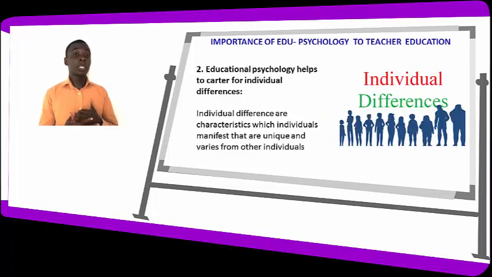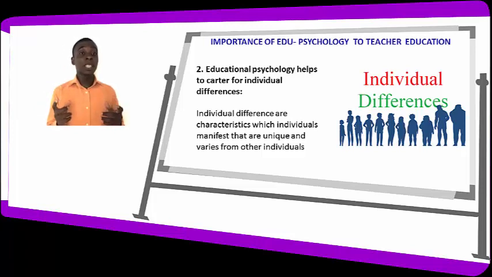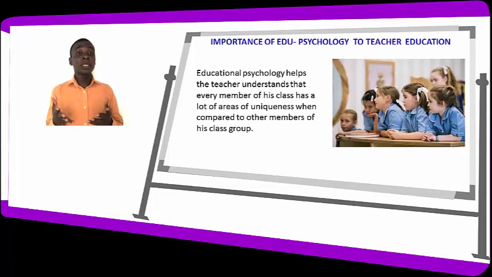Number two, educational psychology helps to cater for individual difference. Individual differences are the characteristics which individuals manifest that are unique and vary from other individuals. So these are characteristics that some individuals possess that make them unique and different from other people. Educational psychology helps the teacher to understand that every member of his class has a lot of areas of uniqueness when compared to other members of the class group.